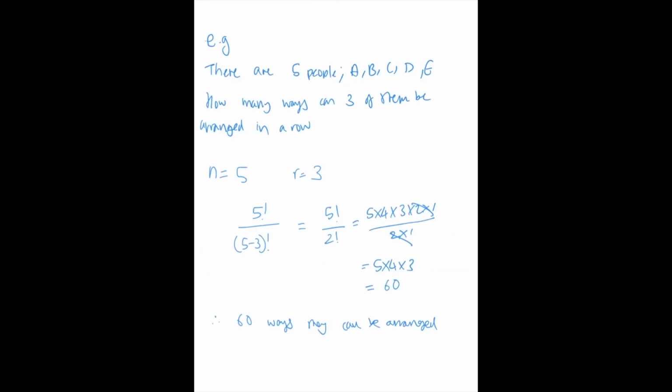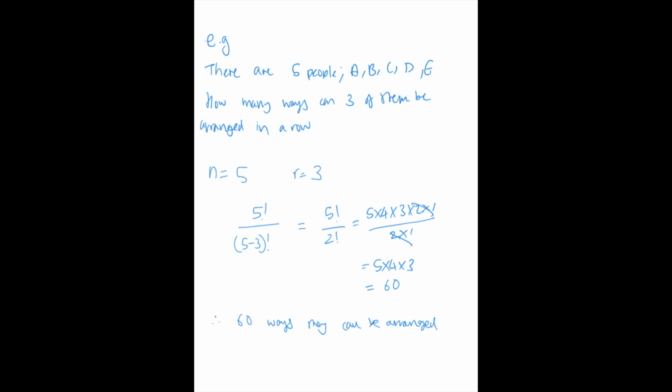Here is a more difficult question. There are 5 people. How many ways can 3 of them be arranged in a row? So going back to our formula, n equals 5 as there are a total of 5 people, and r equals 3 as we are only arranging 3 of them.